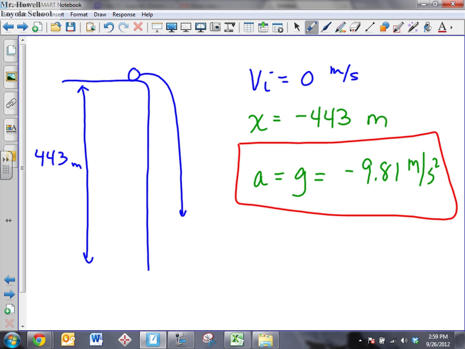So on Earth, you weigh 150 pounds. On the moon, it would feel like you weigh 25 pounds. That's it. So you'd be able to jump like 10 feet in the air, because weight is a function of gravity.